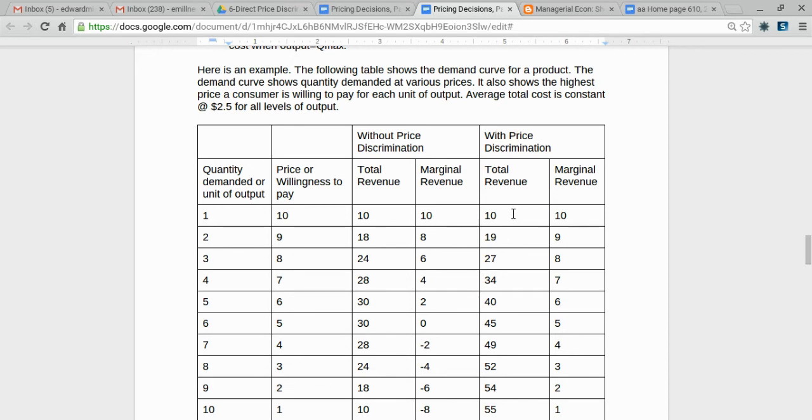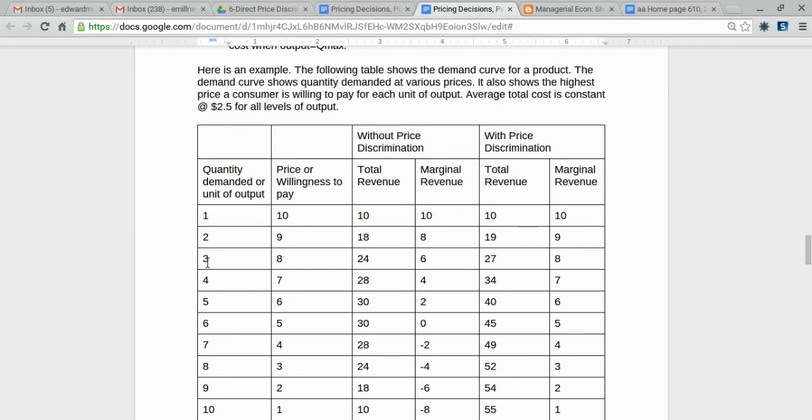With price discrimination, when I sell only one unit, I'm going to charge that buyer the highest price he or she's willing to pay. So I'll capture $10, and again the marginal revenue will be 10. But now what happens when I sell the second unit? In first-degree price discrimination, I still charge the first buyer the most he or she's willing to pay. So I'm going to get that $10, and now I'm going to pick up the $9 the next buyer is going to pay for the second unit. So total revenue goes from 10 to 19. Marginal revenue goes from 10 to 9.